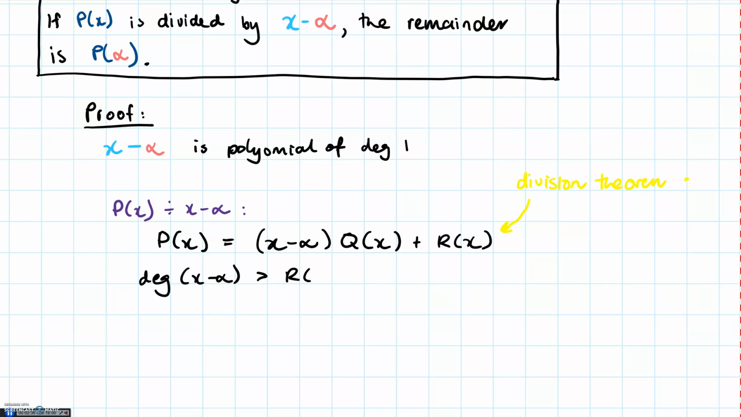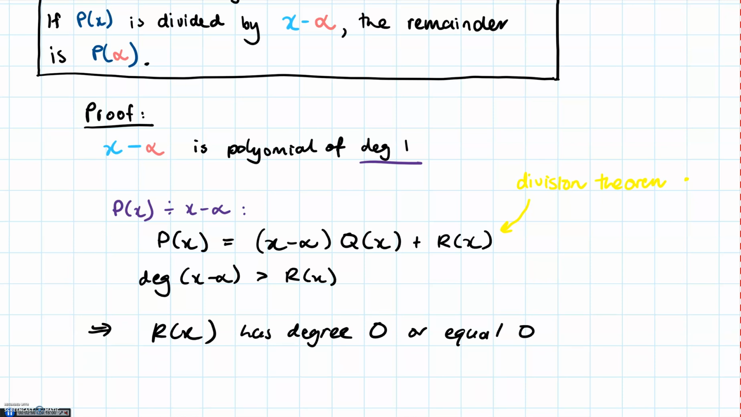Now, we also had another fact, that the degree of the divisor, x minus alpha, was going to be greater than the degree of the remainder. Because the degree of x minus alpha is 1, and it's greater than the degree of r of x, this implies that r of x must have degree 0 or be equal to 0.